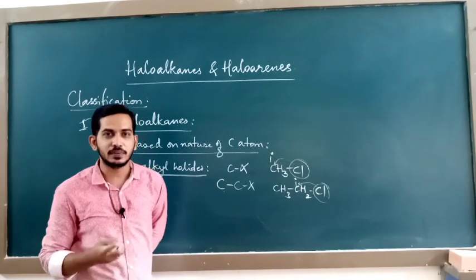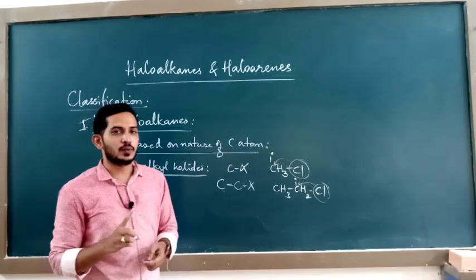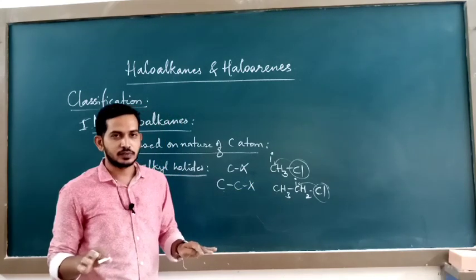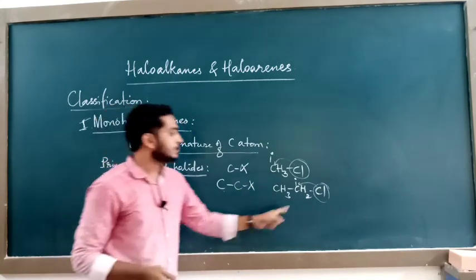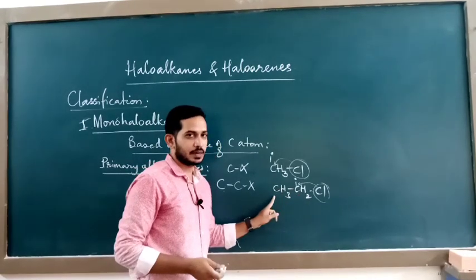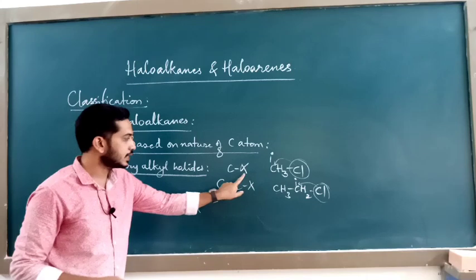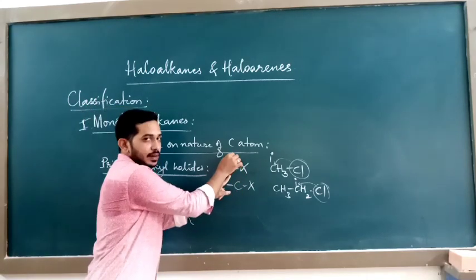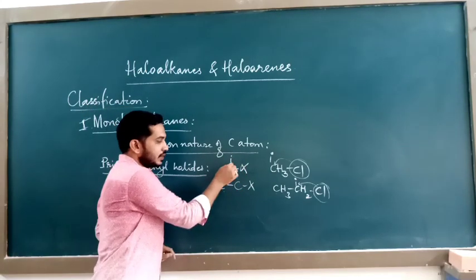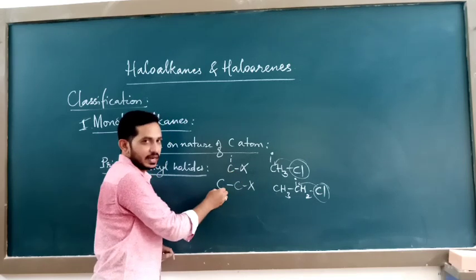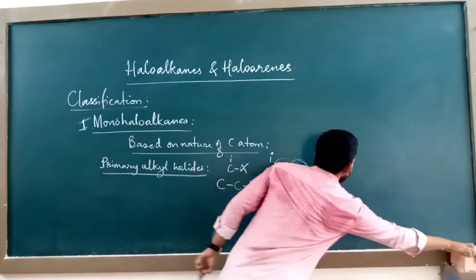What is a primary carbon? A primary carbon is the one which is attached to no other carbon, or else which is attached to one more carbon. So, primary alkyl halides are those in which halogen is attached to a primary carbon. A primary carbon is the one which is not attached to any other carbon or which is attached to only one carbon.